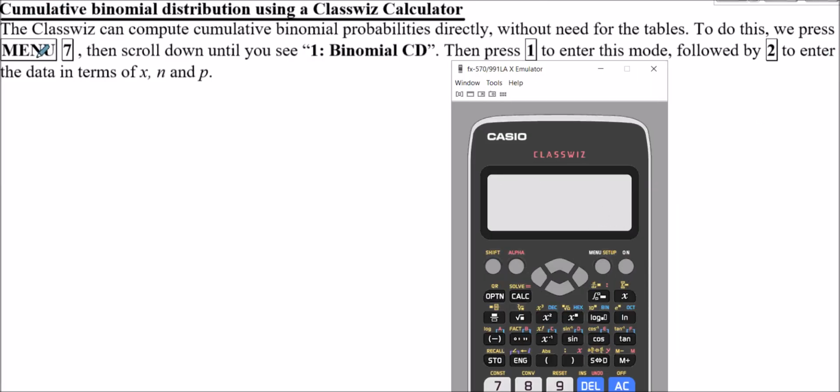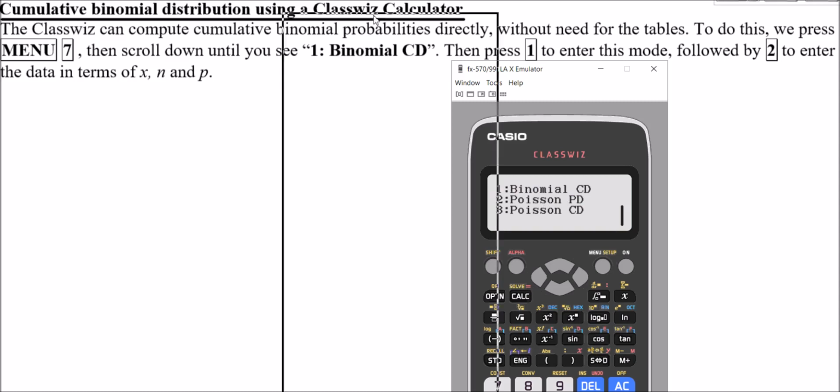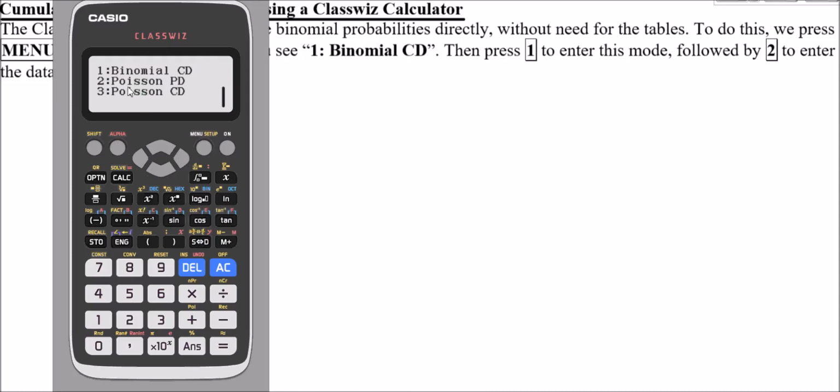So first of all, we press menu, then option 7. If you see here, option 7 is distribution. So you can either toggle to it by using these keys or just press option 7. We now scroll down until we see binomial CD, not binomial PD. So we can see this here. For that reason, we then press 1 to enter that mode. So press 1.